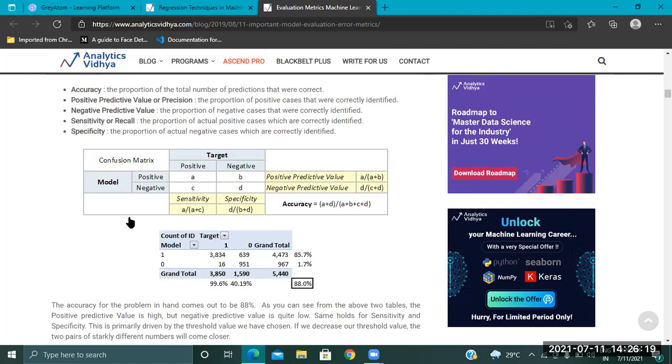Let's see, this is the confusion matrix. So we will find the accuracy. How will we find the accuracy? A plus D by A plus B plus C plus D. What are the positive and negative predicted values by total number of values? Here we also see sensitivity versus specificity, so we are going to calculate these two also. By using this, the confusion matrix is built.